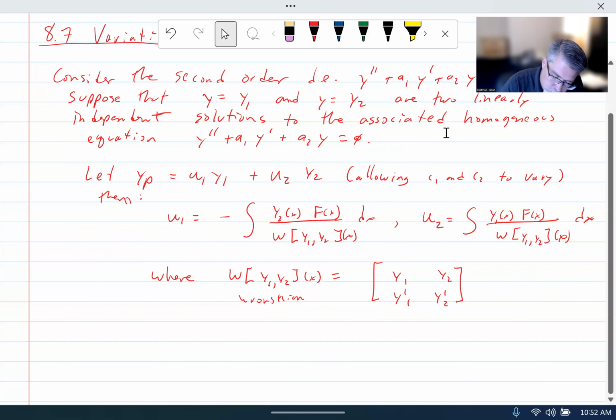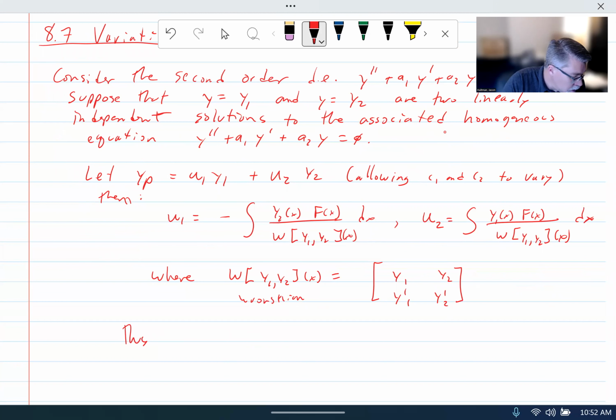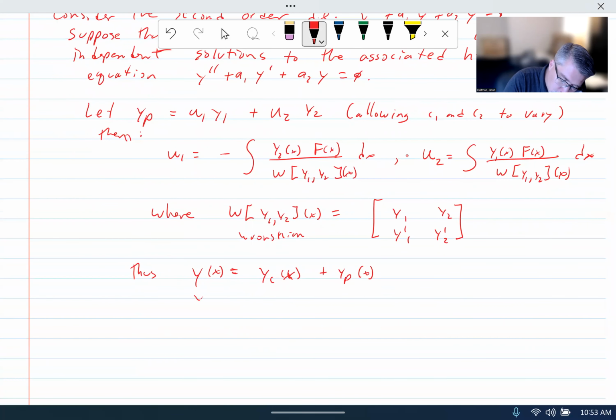Okay, thus, okay, the general solution y of x is equal to yc of x plus yp of x, which is equal to, yc of x is going to be equal to c1 y1 plus c2 y2, okay, plus u1 y1 plus u2 y2.